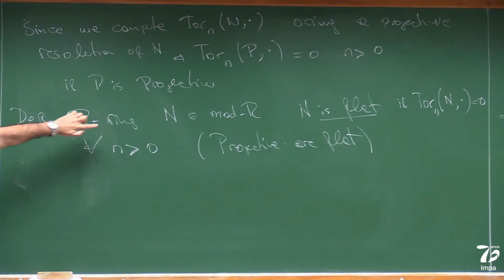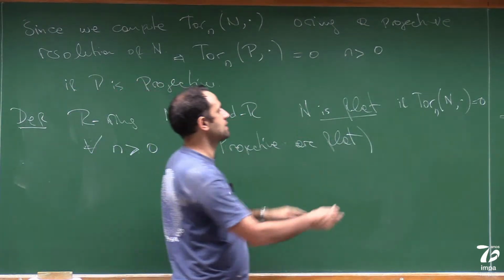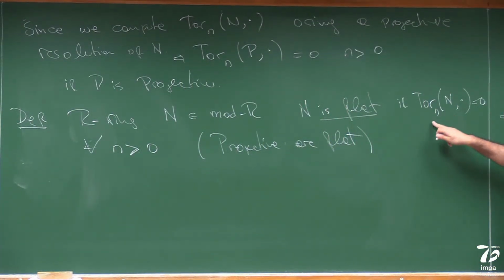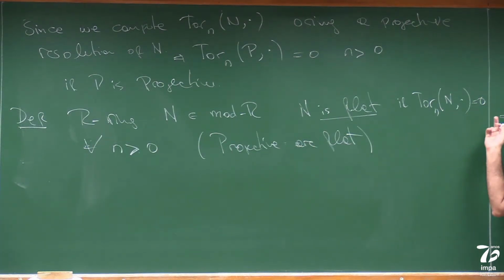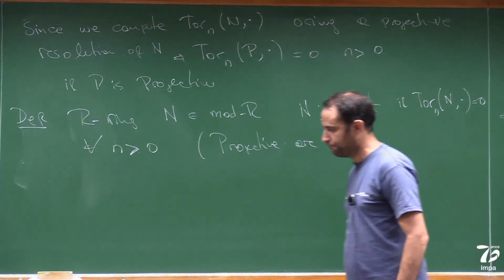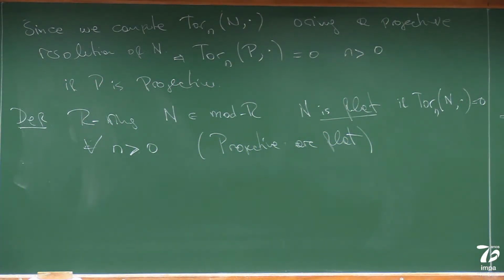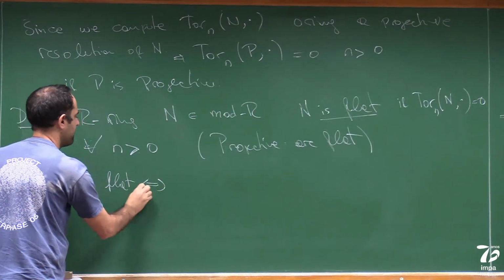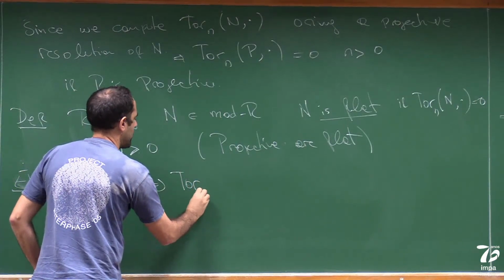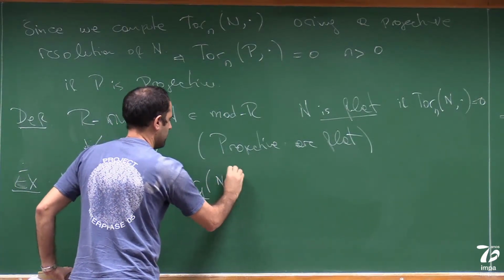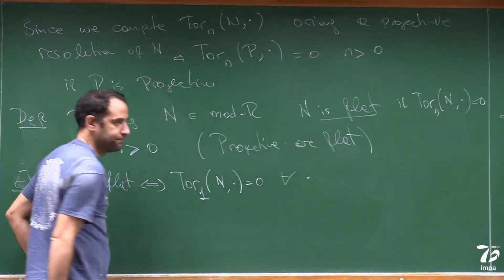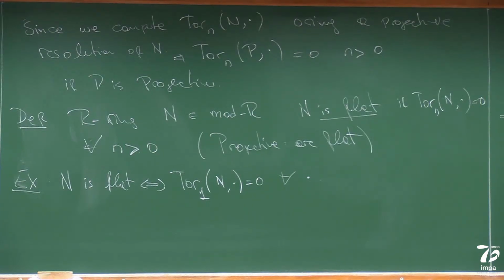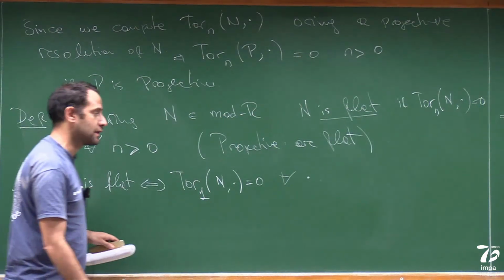And of course, if you take left modules, same definition, just that Tor_n is going to be 0 for n bigger than 0, and then the projective modules are also flat in that category. Okay, so a nice exercise. Check that M is flat if and only if you replace Tor_n by Tor_1. Of course, one direction is obvious, but the other one is not entirely trivial.